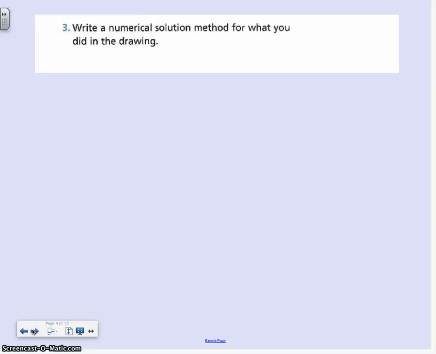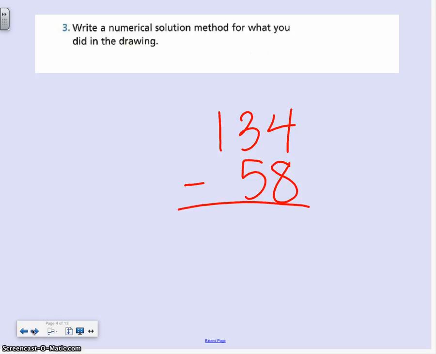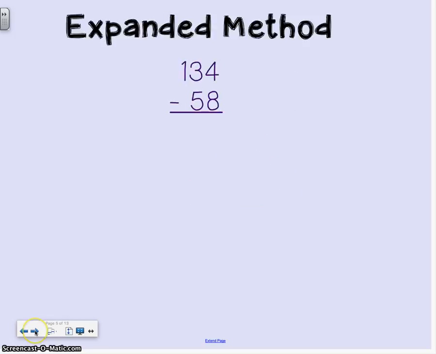This one says, write a numerical solution method for what you did in the drawing. Well, that was the same problem that we wrote the first time. 134 minus 58. Let's keep going because we still don't know quite how to subtract with numbers until we've learned our methods. Oh. Here we are.